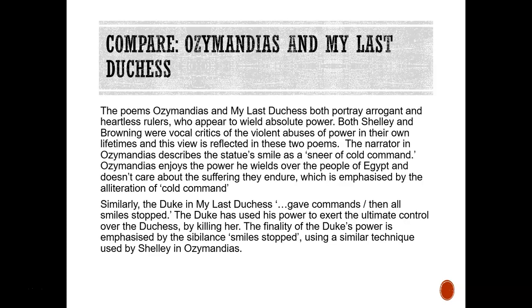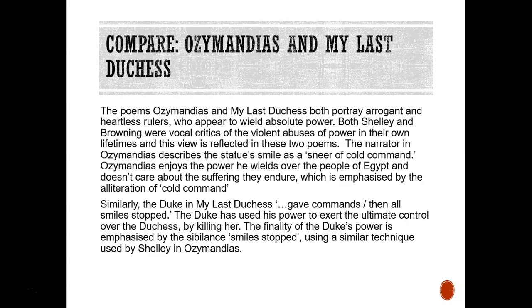The poems Ozymandias and My Last Duchess both portray arrogant and heartless rulers who appear to wield absolute power. Both Shelley and Browning were vocal critics of the violent abuses of power in their own lifetimes, and this view is reflected in these two poems. The narrator in Ozymandias describes the statue's smile as a sneer of cold command. Ozymandias enjoys the power he wields over the people of Egypt and doesn't care about the suffering they endure, which is emphasized by the alliteration of cold command.